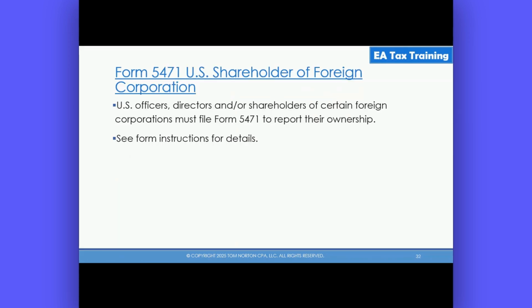Also, there's another form, a Form 5471, that certain people who own foreign corporations have to report. So this is for U.S. officers, directors, and/or shareholders of certain foreign corporations. You have to file this Form 5471 to let the IRS know about it. And if you want more information, you can see the form instructions for details.